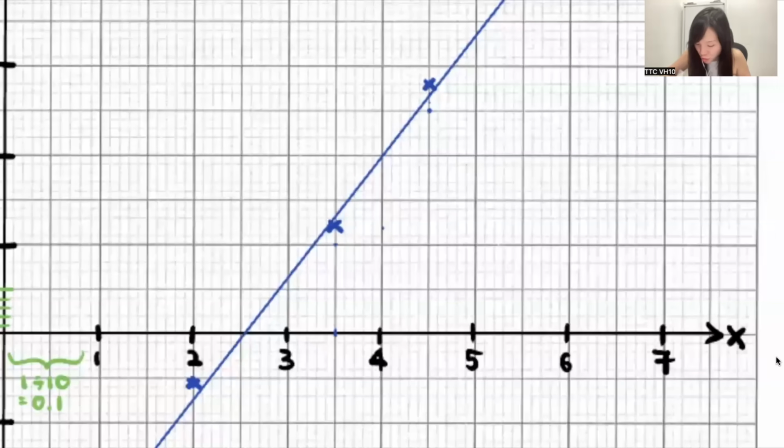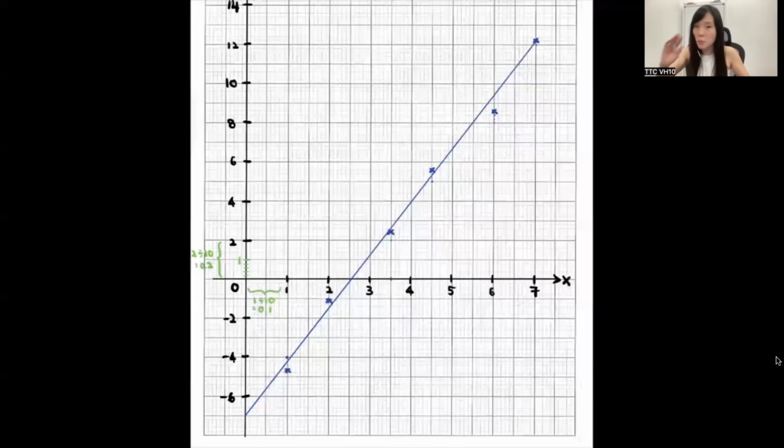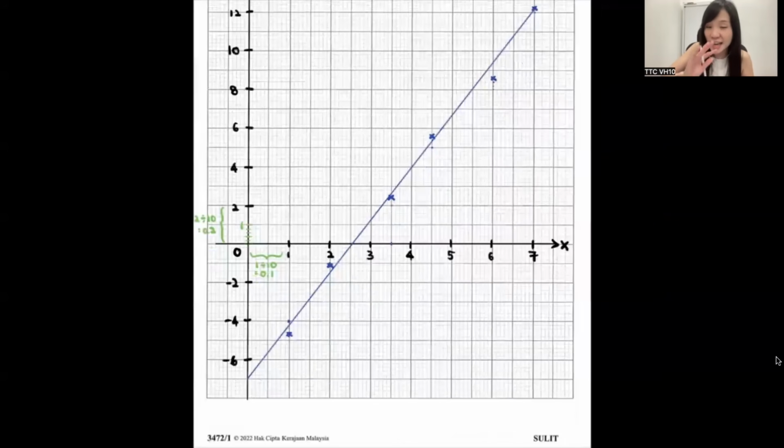So you see, I put a dot. A dot is very hard to hit, right? But if you put a cross, isn't it easier to hit? So that's why I don't put a dot, okay? Always put a cross, and don't draw too small, okay, my dear? So this is exactly how it looks like, okay?